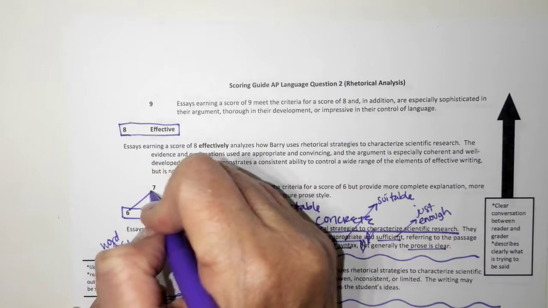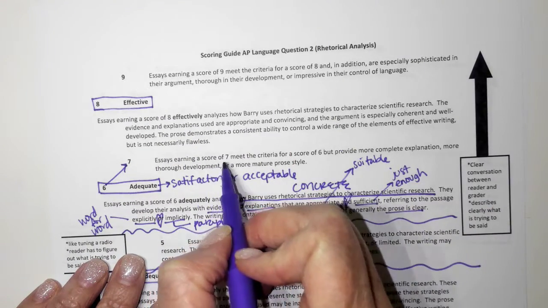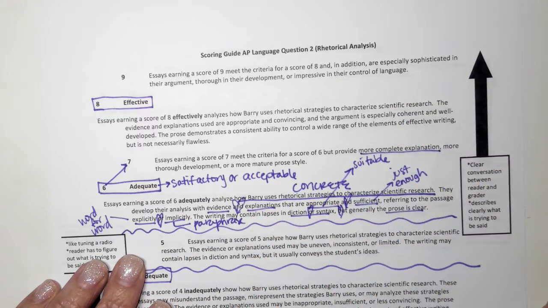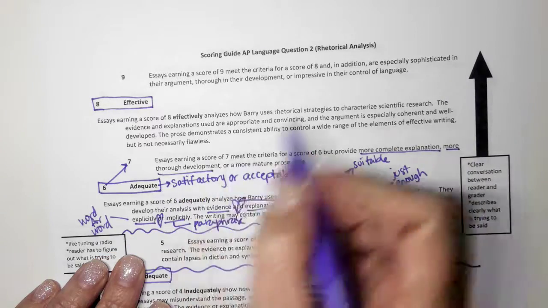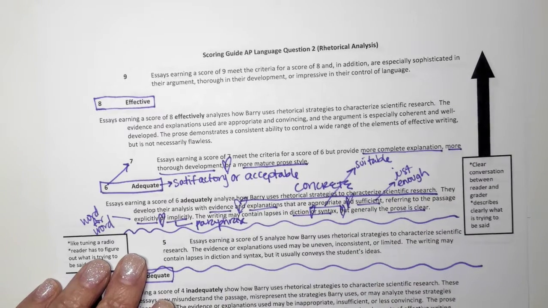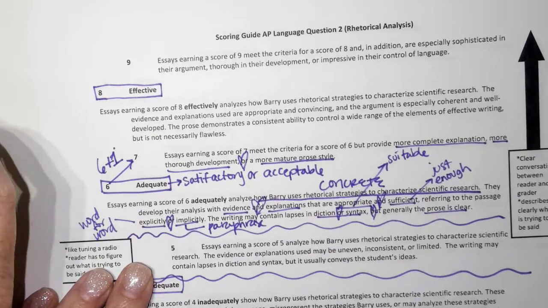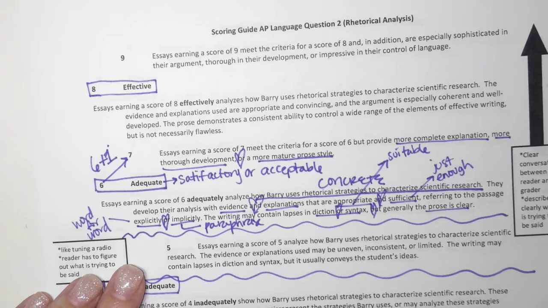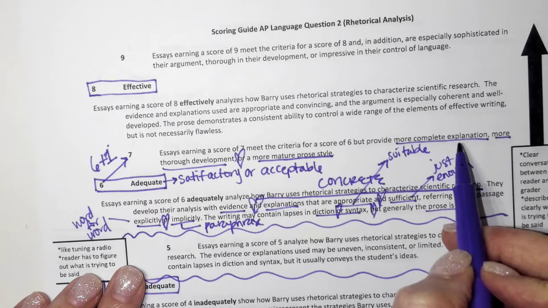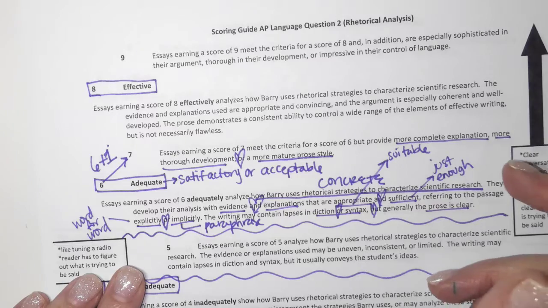So now, if we want to move to a 7. Essays earning a 7 meet everything a 6 does, but provide more complex explanation, more thorough development, or more mature prose. So that "or" means that a 7 is really just a 6 plus 1. It's a 6 plus one more thing. Any one of these: more complete explanation, more thorough development, or more mature prose. Most of the time it's more mature prose.